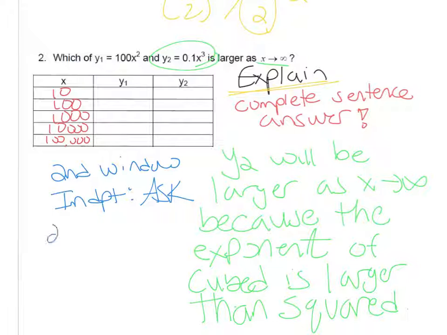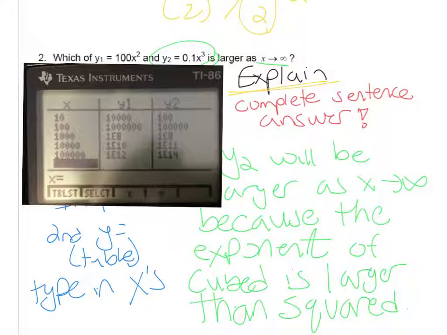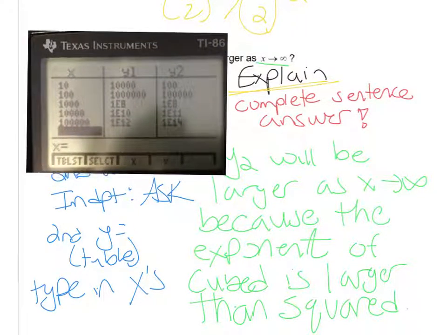Then we're going to go to second y equals, which is the table. And you can type in x values. So you can type in 10, 100, 1,000, 10,000, 100,000. And hang on, I'm going to do that on my handheld calculator, and then I'll import a picture so you can see it here in the video. Okay, so here's what my calculator looked like on my desk.